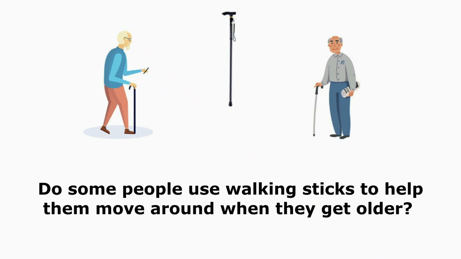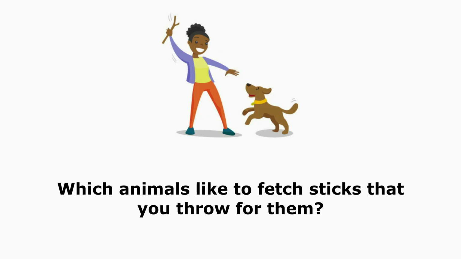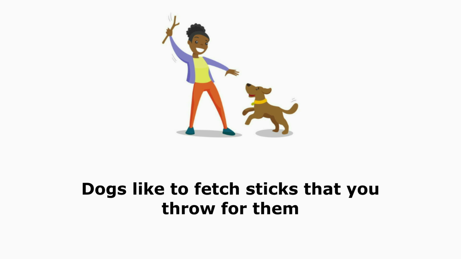Stick. Walking stick. Do some people use walking sticks to help them move around when they get older? Yes, some people use walking sticks to help them move around when they get older. Which animals like to fetch sticks that you throw for them? Dogs like to fetch sticks that you throw for them.